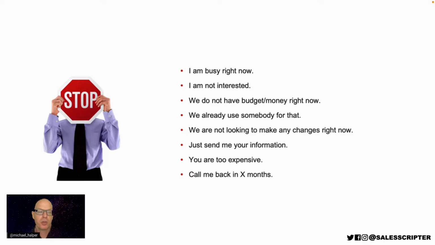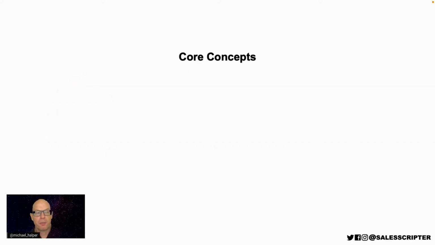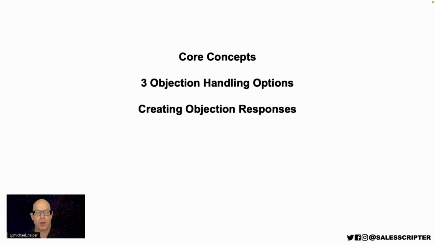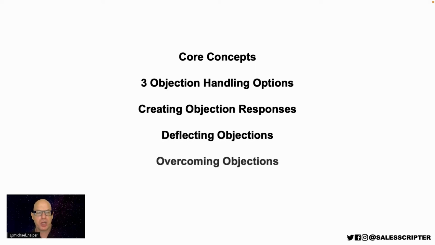I mean, sure, the response you prepare might not always work, but to have a prepared response instead of improvising will greatly improve your overall results. And so let's talk about how to respond to these. The approach here, first, we're going to go back to some of the core concepts that we've been talking about. Then I'm going to outline 3 different objection handling options that you could use for each objection. I'll take you through a process that you can use to create your own objection responses. We'll talk about deflecting objections, overcoming objections, and then we'll wrap up with a few objection handling best practices.